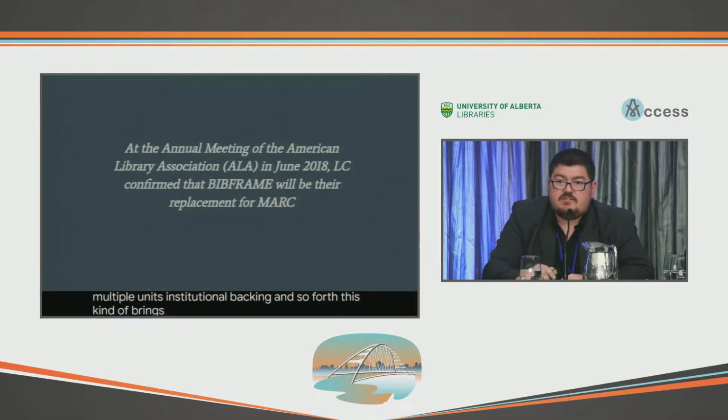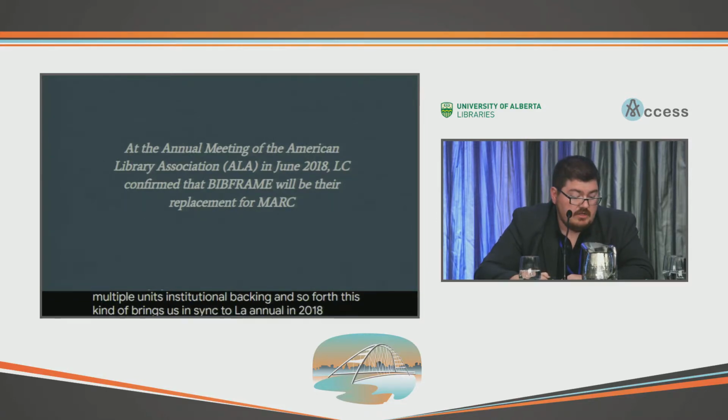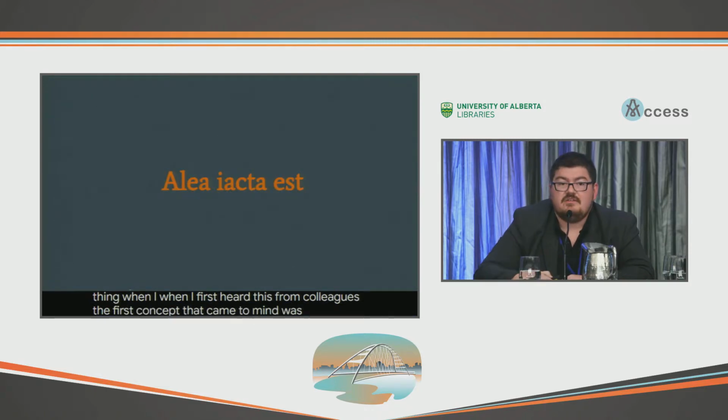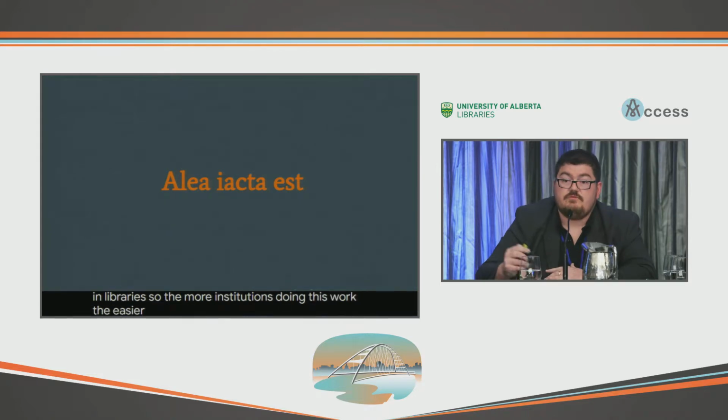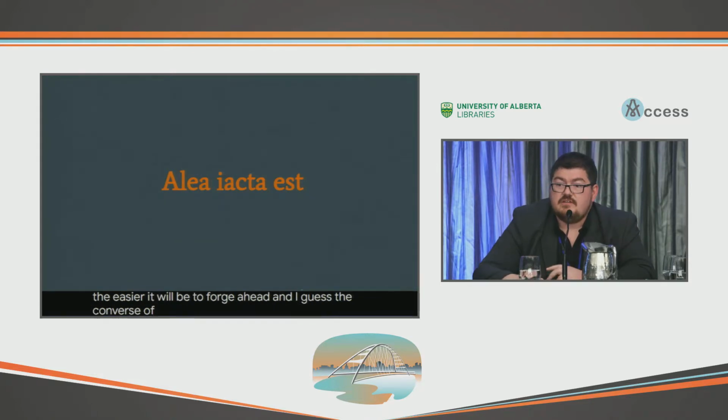This brings us in sync to ALA Annual in 2018, where the Library of Congress confirmed that BIBFRAME would be their replacement for MARC. Now, as noted, I have a background in classics, but the mind is a funny thing. When I first heard this from colleagues, the first concept that came to mind was the die is cast. We really do rely on shared cataloging practices in libraries. So the more institutions doing this work, the easier it will be to forge ahead. And I guess the converse of that is that the more pressure there will be to forge ahead.